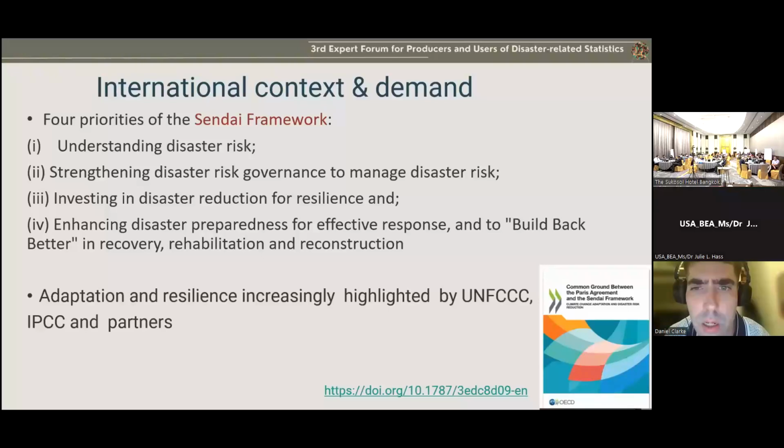I think that indicator would gain a lot more relevance by having the indicator on the interventions as well, so the DRR expenditure. This topic is also gaining a lot of attention, in particular in the context of climate change and climate change adaptation, which is now highlighted a lot more in the context of the UNFCCC.